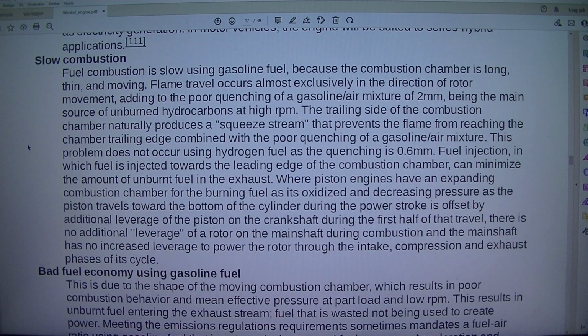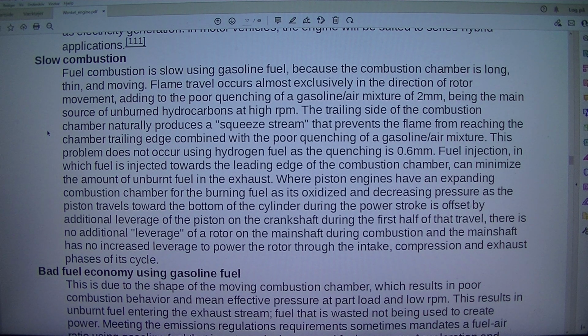Slow combustion of fuel. Combustion is slow using gasoline fuel, because the combustion chamber is long, thin, and moving. Flame travel occurs almost exclusively in the direction of rotor movement, adding to the poor quenching of a gasoline fuel/air mixture of 2 mm, being the main source of unburned hydrocarbons at high RPM.